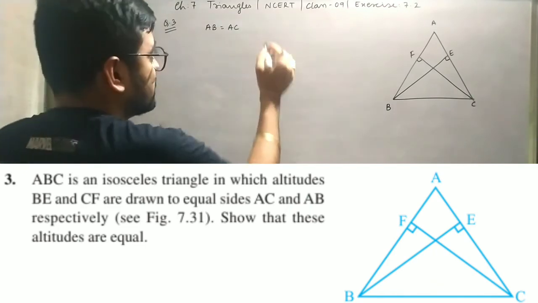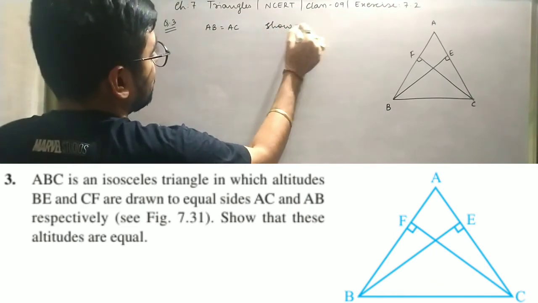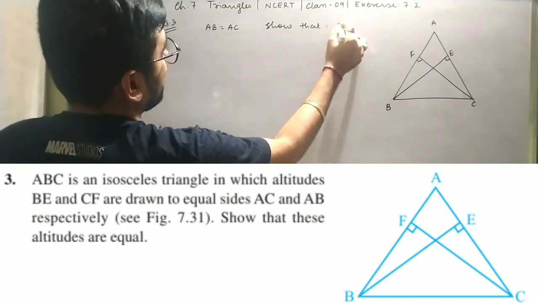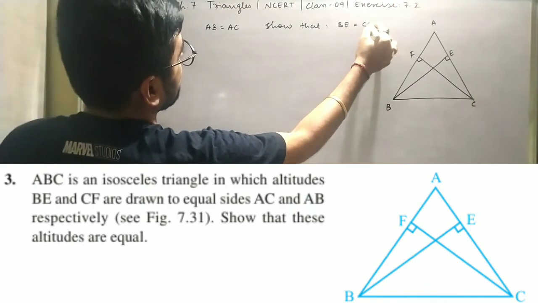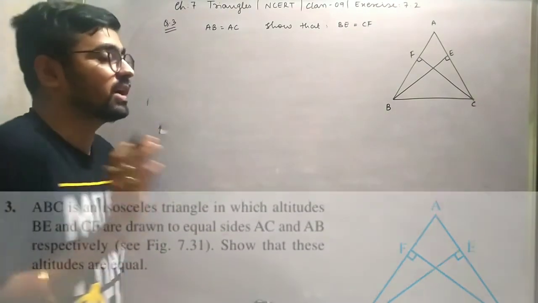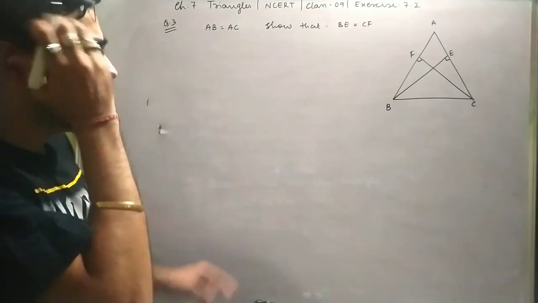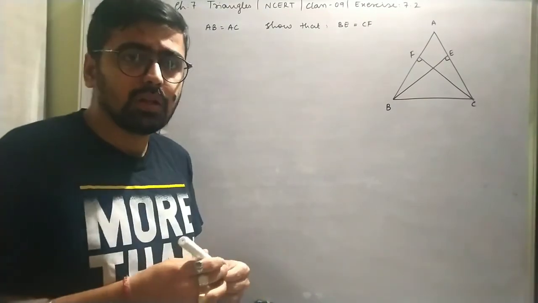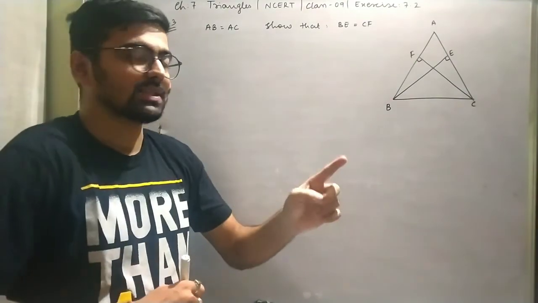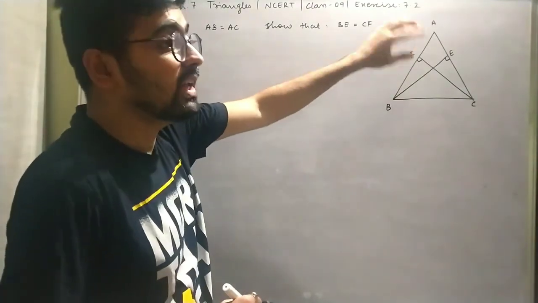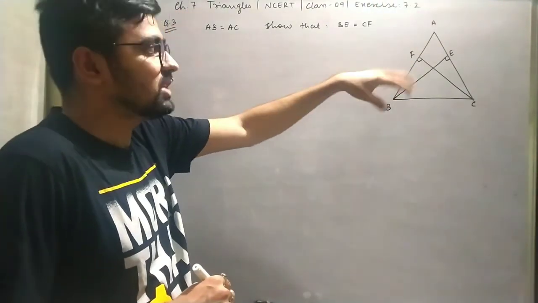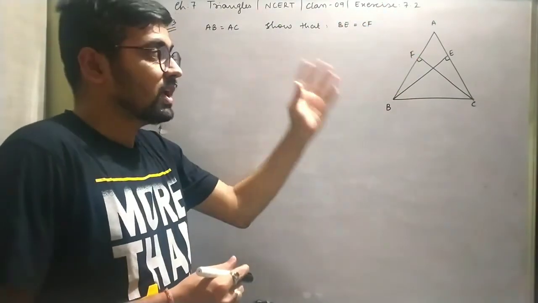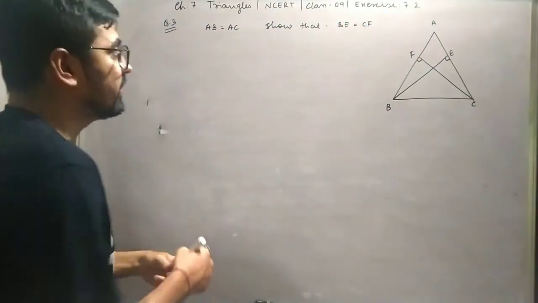Correct? And what are we supposed to prove or show? That these altitudes are equal. That means BE is equal to CF. That is our target. Correct? Now looking at this, you may be thinking, अरे ये तो similar problem है like we did in the example. Correct? But in the example, we know that E and F are the midpoints. So that's why we did it in that particular way. यहाँ पे we'll do it in a different way.